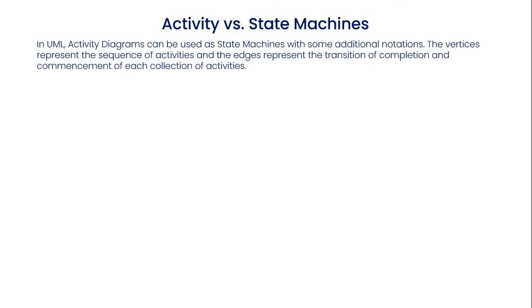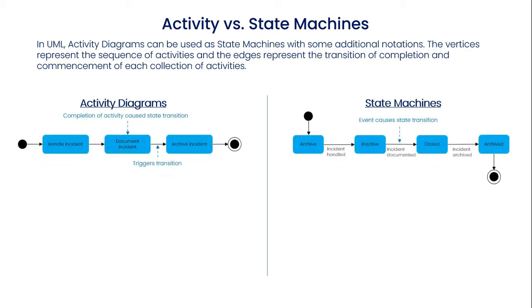Now let's see activity versus state machines. In UML, activity diagrams can be used as state machines with some additional notations. The vertices represent the sequence of activities, and the edges represent the transition of completion and commencement of each collection of activities. Now let's compare activity versus state machines. Here's an example to show activity diagram and state machines.